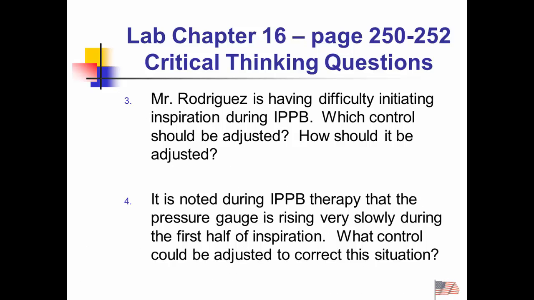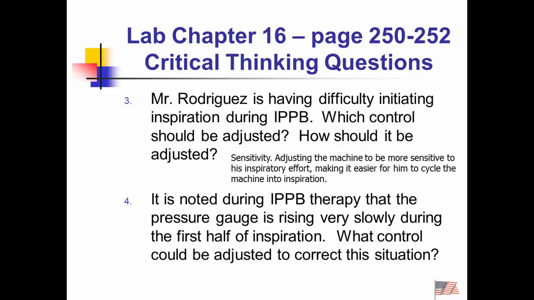Okay. Having difficulty in initiating inspiration, which control should be adjusted? Can't turn it on? Okay, don't answer. Sensitivity. You make it less sensitive, it's easier for them to turn on. Hold on a second, I got another one for you. During IPPB, the gauge is rising very slowly. Whenever you see something where the patient isn't getting the breath fast enough, we need to turn the flow up. You will find that in many, many instances, the answer to the question is turn up the flow.